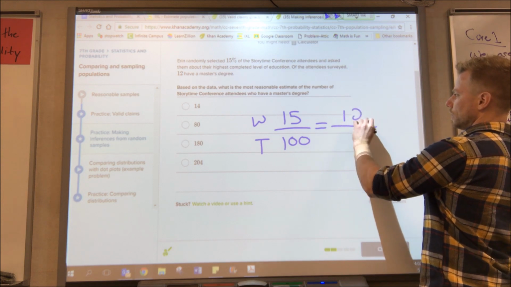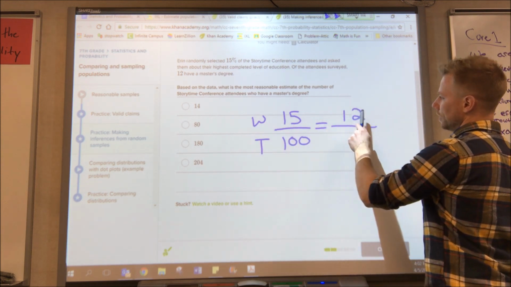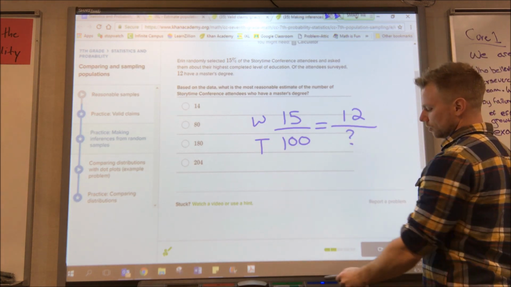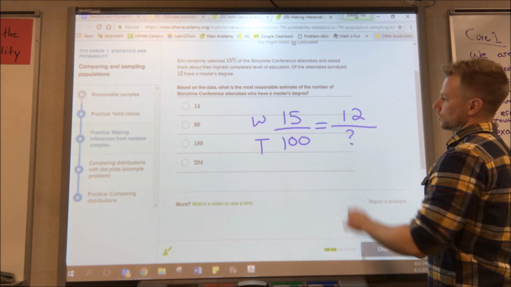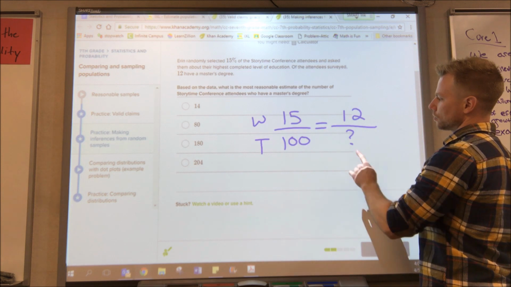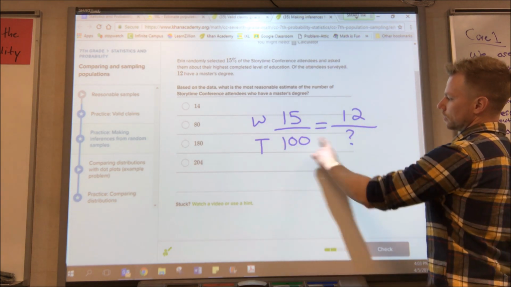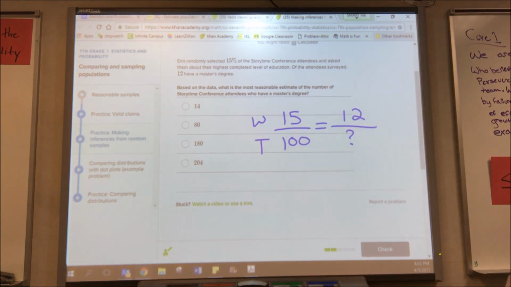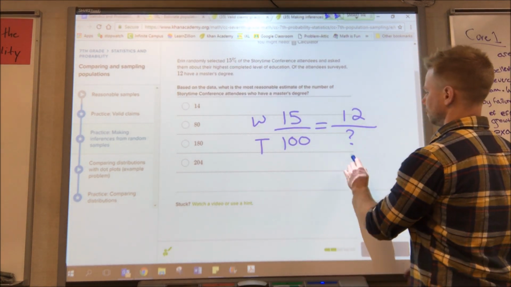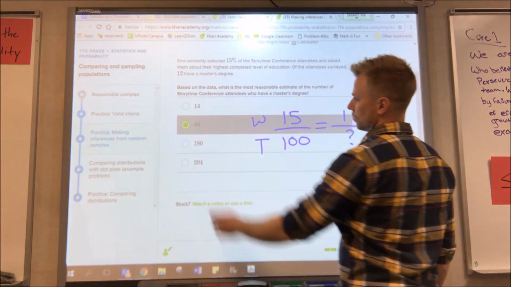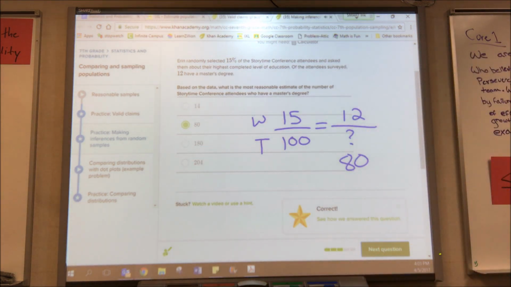So 12 would go on the top because that's how many have master's degrees, which is what we want, out of how many total. So 12 of the 15% had master's degrees. How many of the total group have master's degree? Cross multiply, divide, we get 80. Which is right there. Okay.